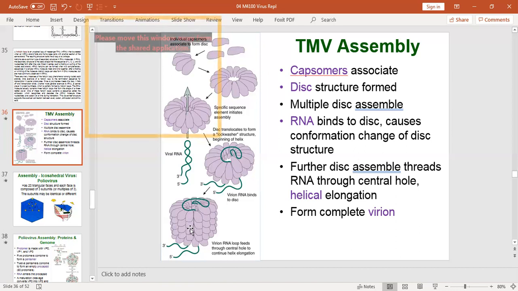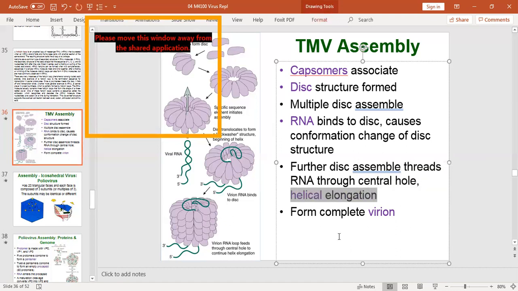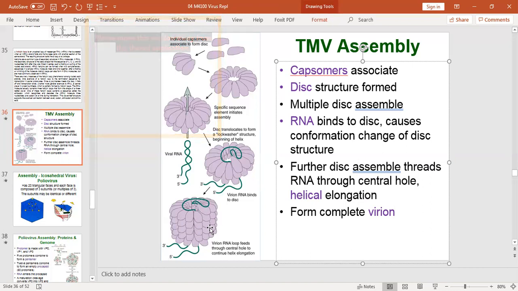Further discs are being assembled and will sit on top of each other. And at this time, the RNA will be threaded in through the central hole, and it forms a helical elongation. The composition of virus RNA and the capsid proteins form a complete virion.